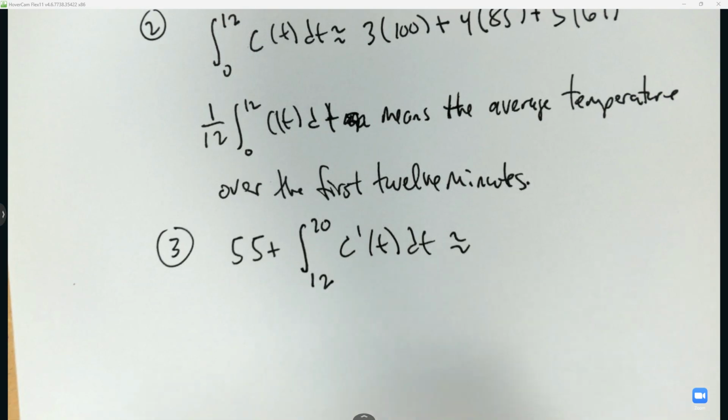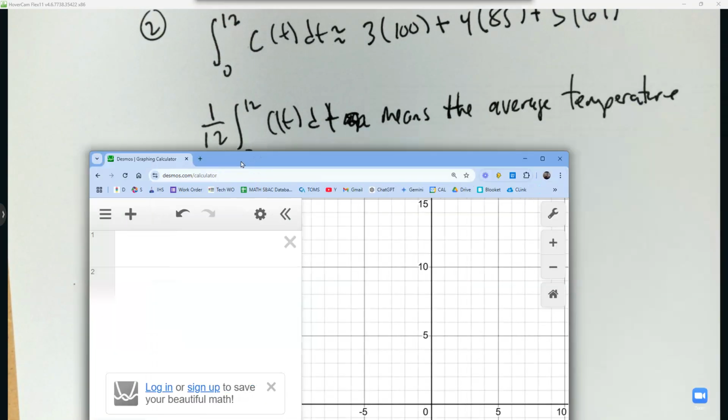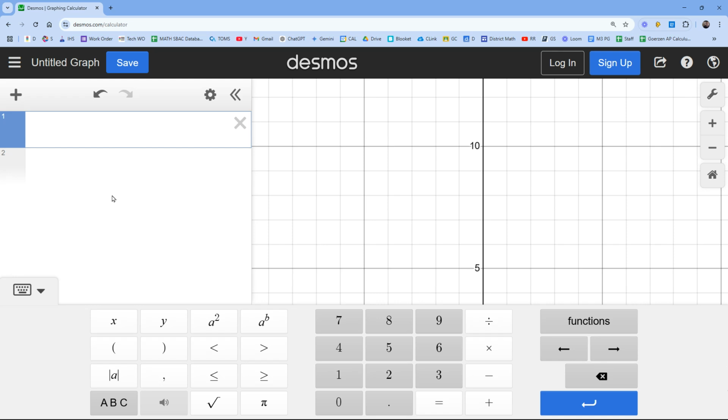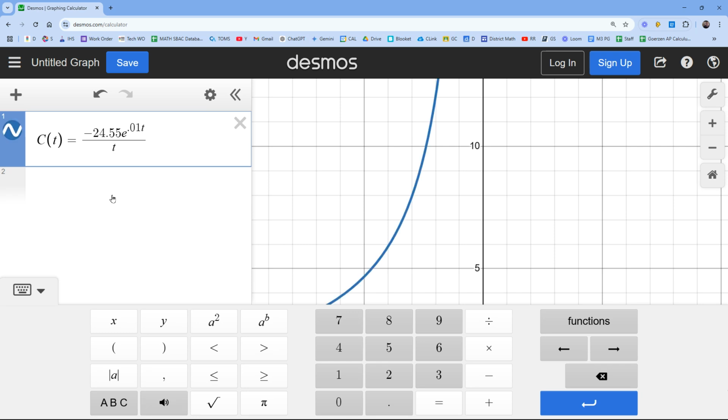Then I want you to open up Desmos. If you need to press pause, press pause. Now, I'm not going to type in the derivative, so I'm just going to type in c at t and know that that is the derivative, because you wouldn't be able to type it in otherwise. Make sure I type it in correctly: negative 24.55 e to the exponent 0.01 t. I'm double checking my work. And then the denominator is t.